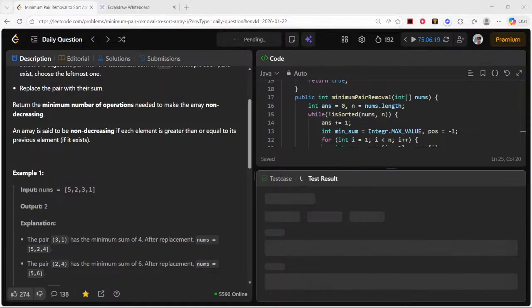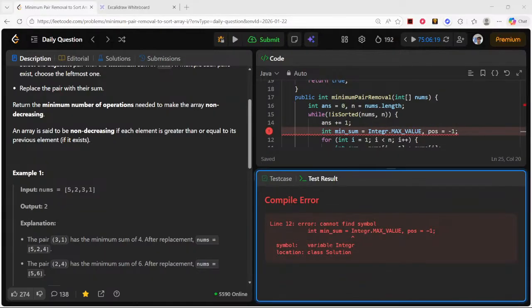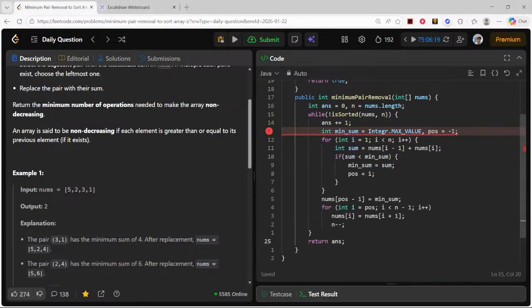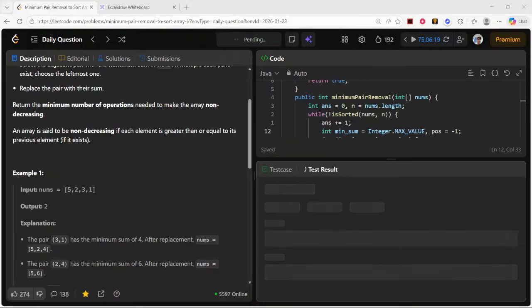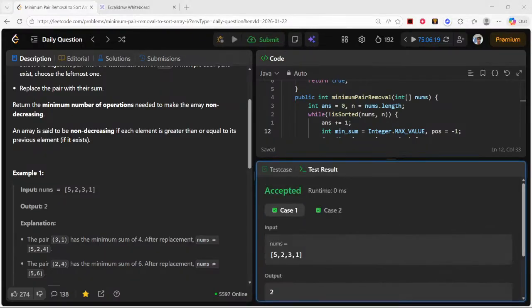Let's see, it is running. An error happened with minSum. It was a spelling mistake. Let's see. Now it is accepted, right guys.